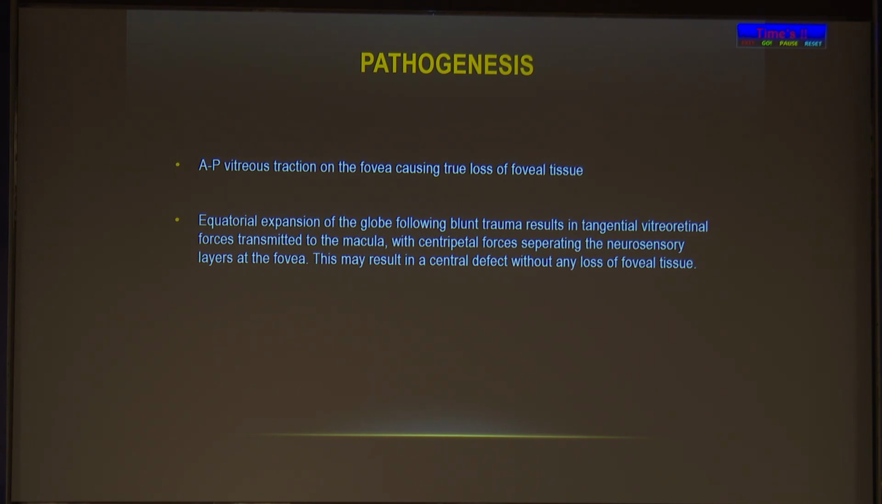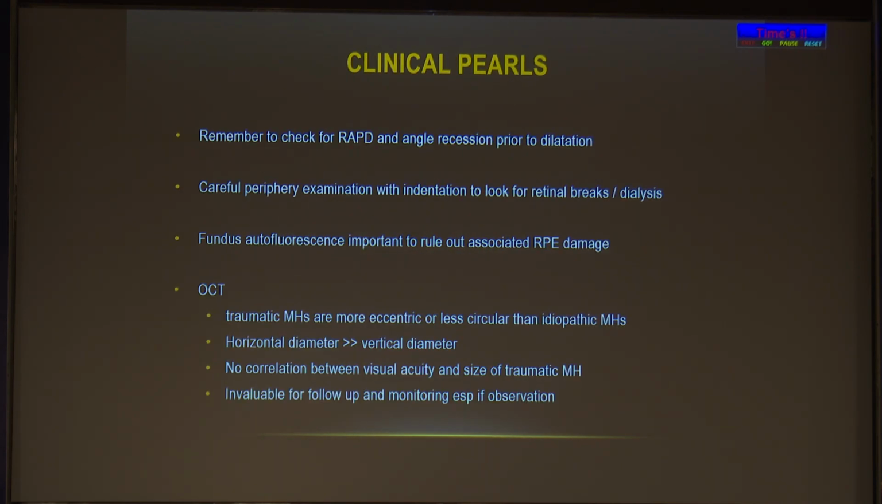This results in a full thickness hole with a central defect without any loss of foveal tissue. So some clinical pearls. When examining the patient, we should always remember to check for RAPD and angle recession prior to dilatation, because in trauma patients, this is a must, that you should check for angle recession.